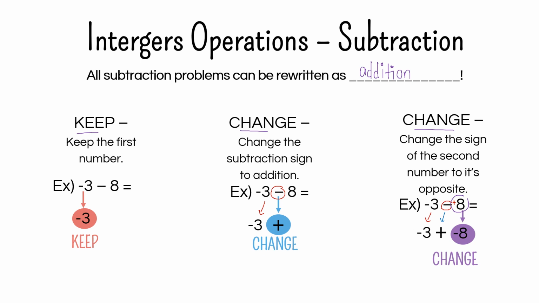Now this has just become a same sign addition problem. And we know from our previous examples, same sign addition, we add the two absolute values. So the absolute value of 3 is 3, and the absolute value of 8 is 8, and we get 11, and we keep the sign. The signs are negative, so we keep it as negative 11. So we're going to look at one more example of this.